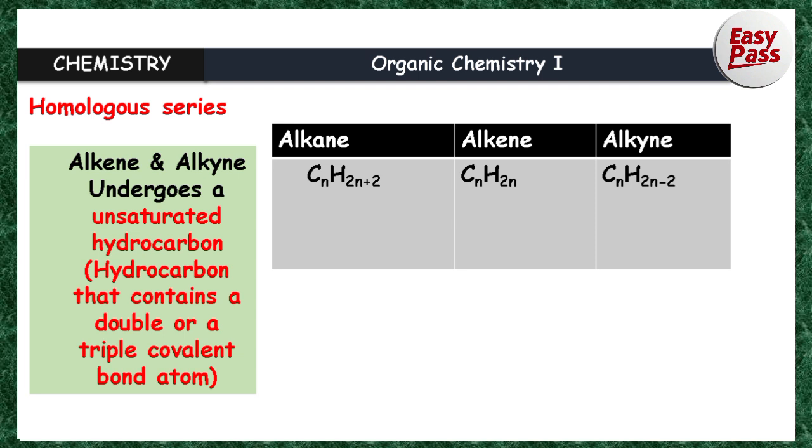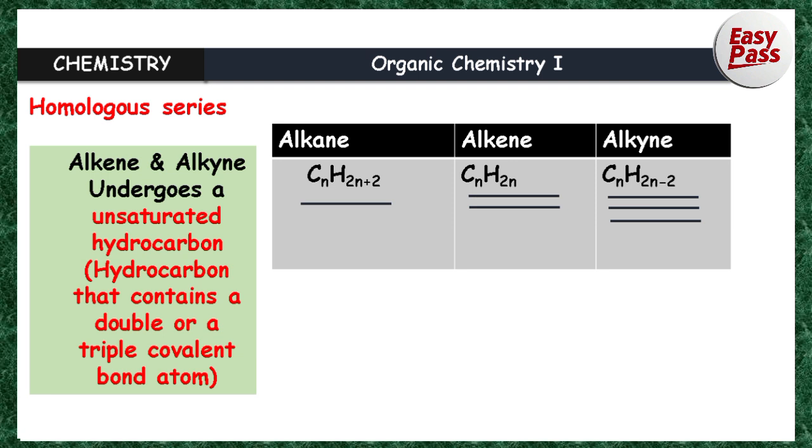Alkane undergo a saturated hydrocarbon, a hydrocarbon that contains a single covalent bond. That is, in alkane family, we have what is called a single covalent bond. While alkene and alkyne undergo unsaturated hydrocarbon, a hydrocarbon that contains a double or a triple covalent bond. In alkene, a double bond is cited, while in alkyne, a triple bond is cited, which is 1, 2, 3. This single line represents a single covalent bond. The double line represents a double covalent bond, while the triple line represents a triple covalent bond.